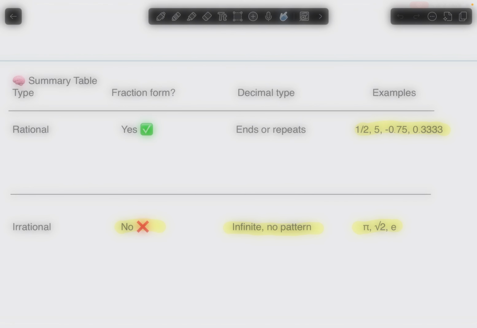So now you know the difference between rational and irrational numbers. One group you can write as neat fractions and the other one, well, not so much. But these are just parts of a bigger picture. In the next episode, we'll zoom out and look at the entire number system, from natural numbers all the way to the real numbers, and see how they are all connected like a piece of puzzle.